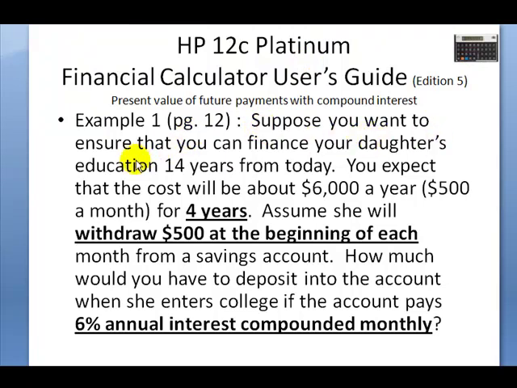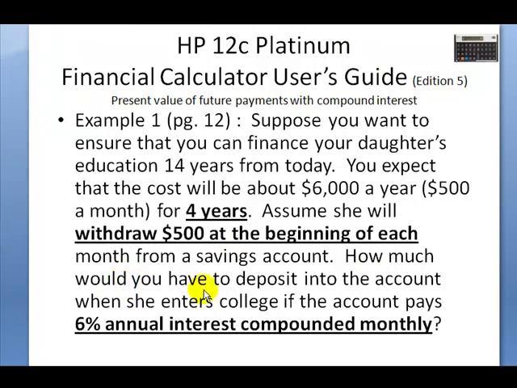Suppose you want to ensure that you can finance your daughter's education 14 years from today. You expect that the cost will be about $6,000 a year, which is $500 a month, for 4 years. Assume she will withdraw $500 at the beginning of each month from a savings account.